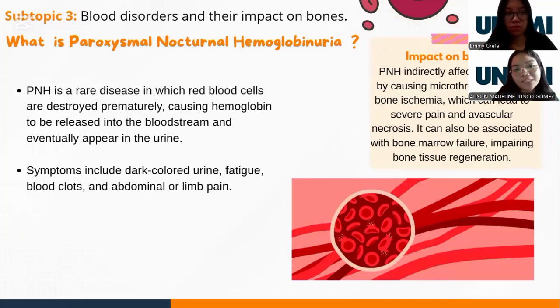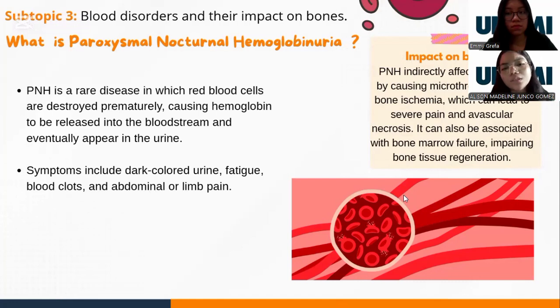What is paroxysmal nocturnal hemoglobinuria? PNH is a rare disease in which red blood cells are destroyed prematurely, causing hemoglobin to be released into the bloodstream and eventually appear in the urine. Symptoms include dark-colored urine, fatigue, blood loss, and abdominal or limb pain.